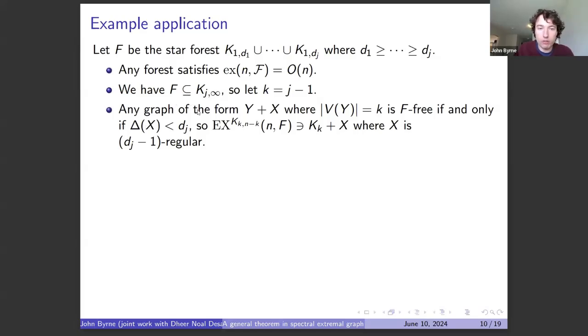Okay, so next we have to ask, we start with K comma infinity, but there may be some edges added in the left-hand side, and there may be some edges added in the right-hand side. So which sets of edges can you add while remaining F-free? In this case, there's a very nice description of these graphs. It turns out that Y join X is F-free if and only if the maximum degree of the right-hand side is less than DJ. I think it's not too hard to see this.